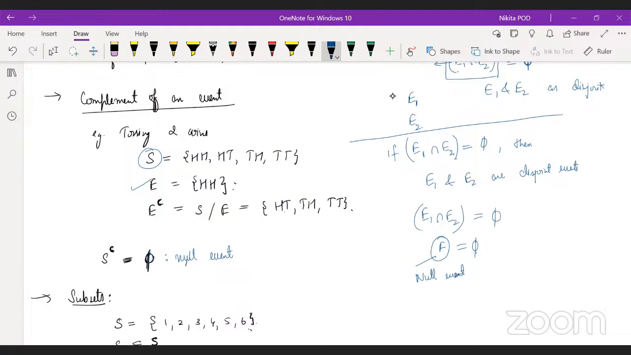Ma'am, can you give an example? Ma'am, here we can say also that this event E and E complement are also disjoint. Event E and E complement, yes, exactly. So we can call E and E complement disjoint events.